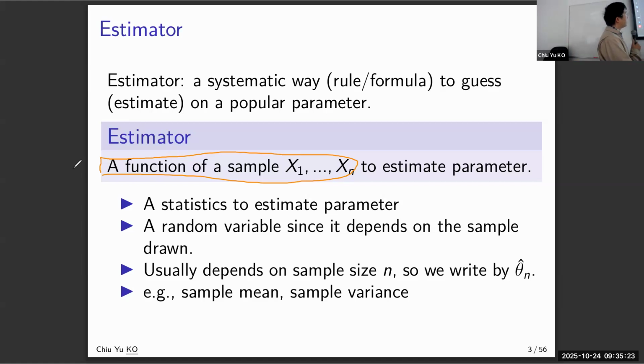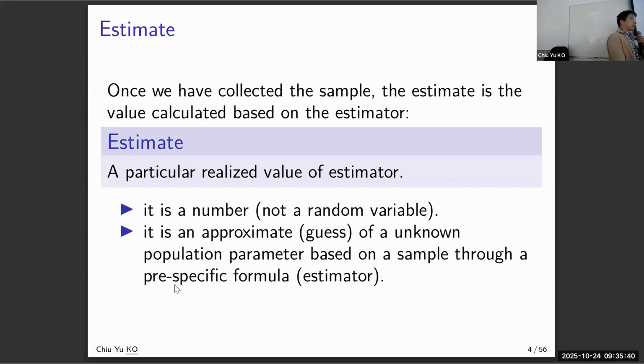An example is the sample mean, which estimates the population mean, and the sample variance, which estimates the population variance. But do note that once we collect the sample, we no longer have probability, because once realized, it becomes a number, and we can't use probability from then on. We have to use the term confidence.